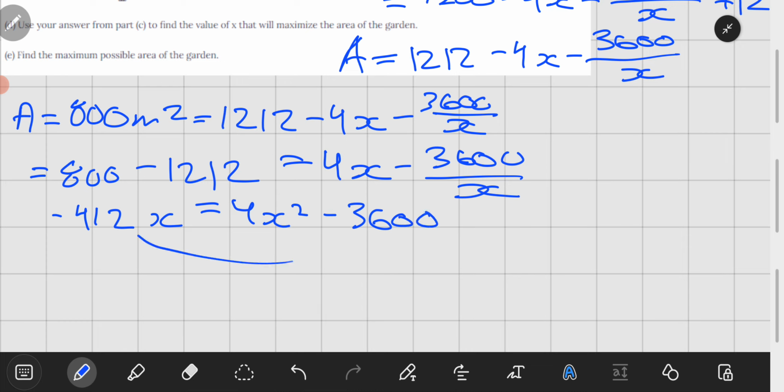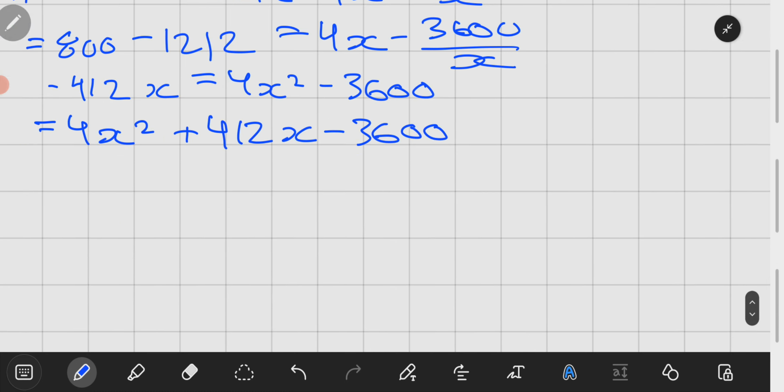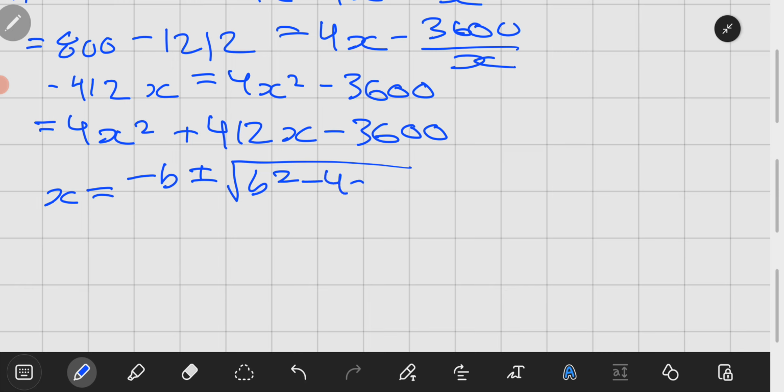And then we're going to bring this term over to the other side again, so we're going to add 412x to both sides, so that we get a quadratic equation. For this, we can just use the quadratic formula, which is x equal to negative b plus or minus the square root of b squared minus 4ac, over 2a, where the coefficient of our first term is a, the coefficient of our second term, the x term, is b, and the last term without an x is c.